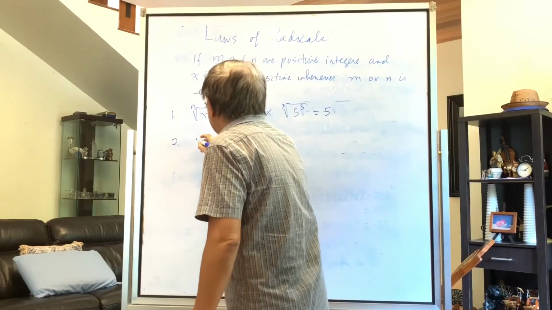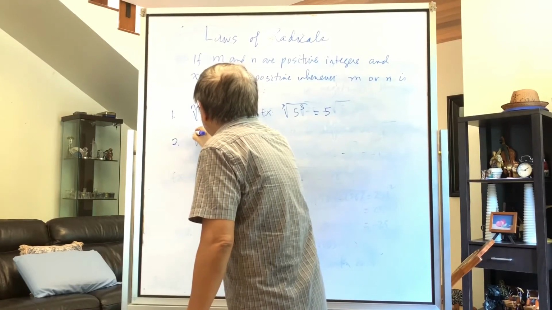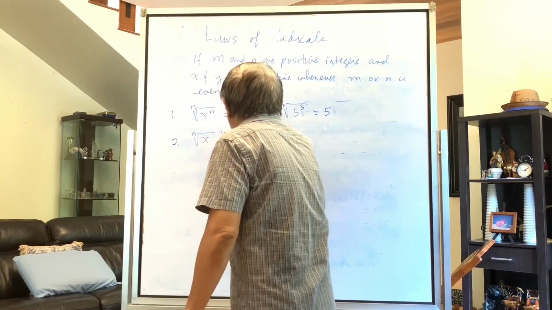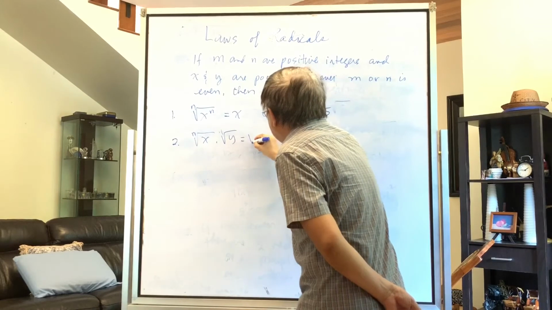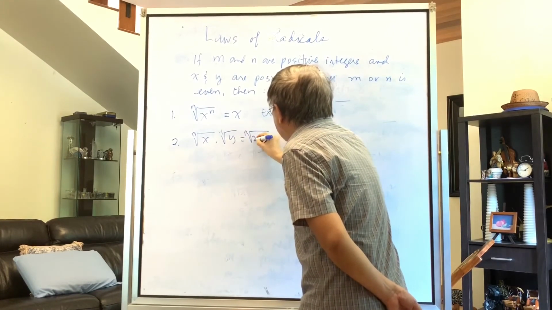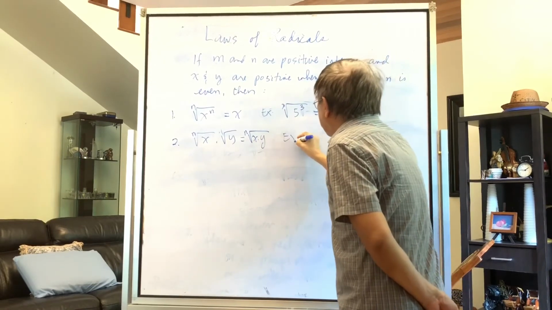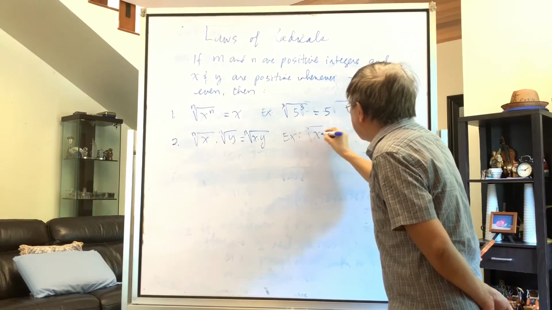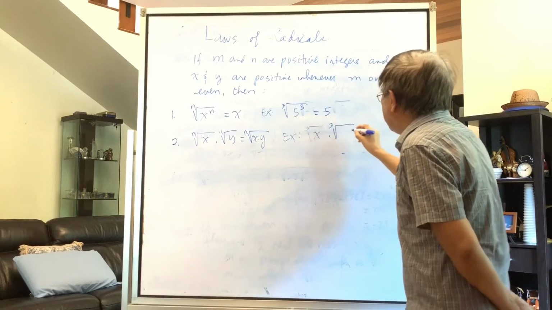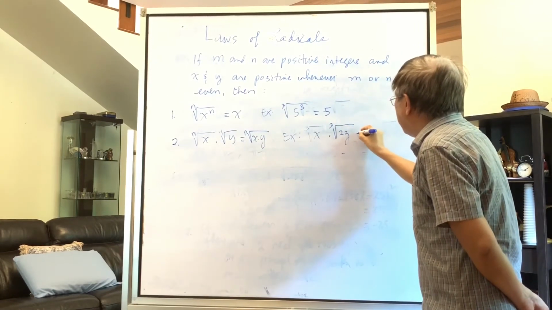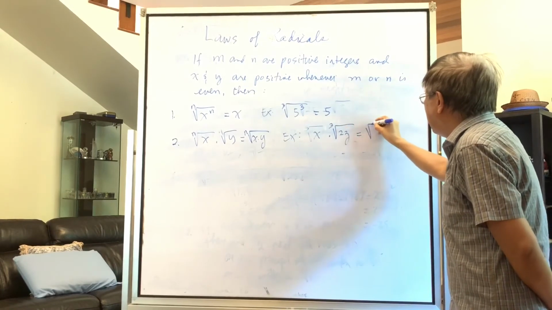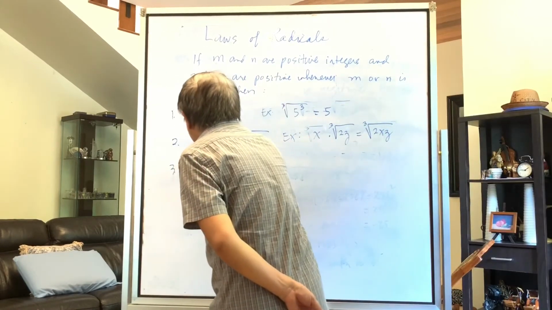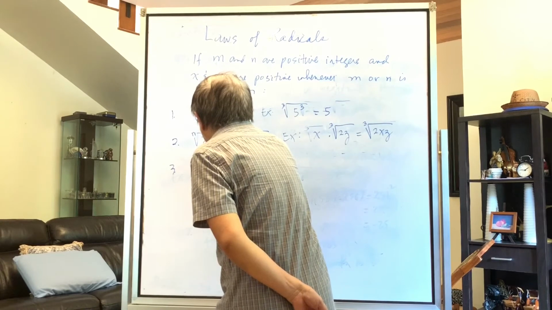Next one, if we have nth root of x times nth root of y, then this is equivalent to rewriting that as nth root of x times y. Example, we have cube root of x times cube root of 2z. We can rewrite this as one radical, and we have cube root of 2xz.